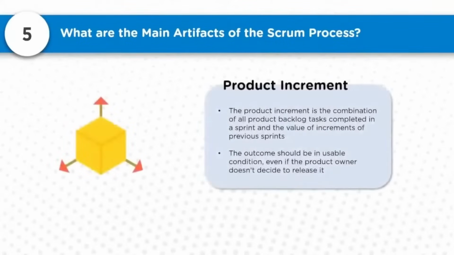So next you can think about product increment. The product increment is the combination of all product backlog tasks completed in the sprint and the value of the increments of previous sprints. The outcome should be in a usable condition even if the product owner doesn't decide to release it. It is very important that each of the increments which comes out needs to fulfill this.